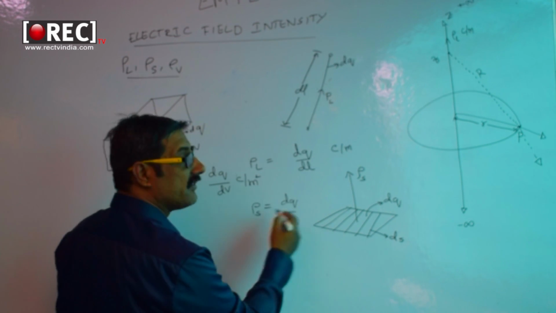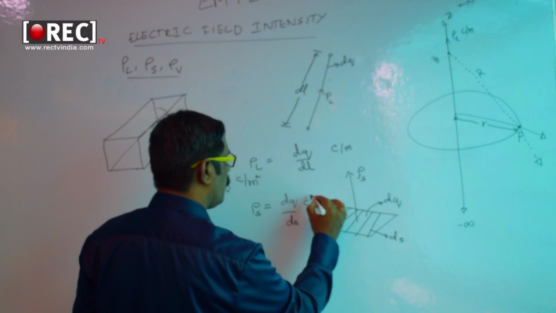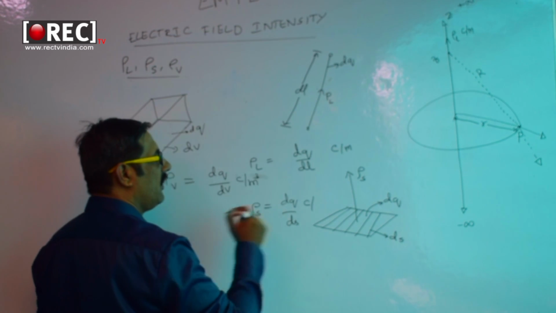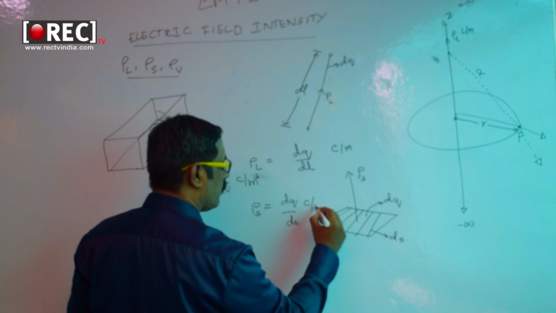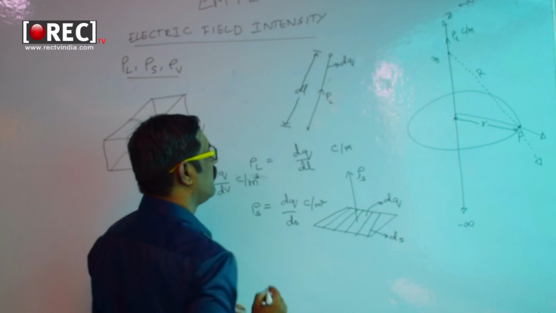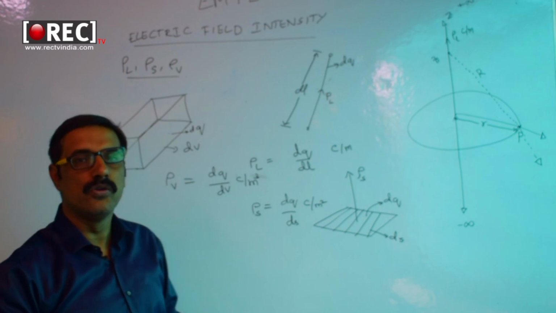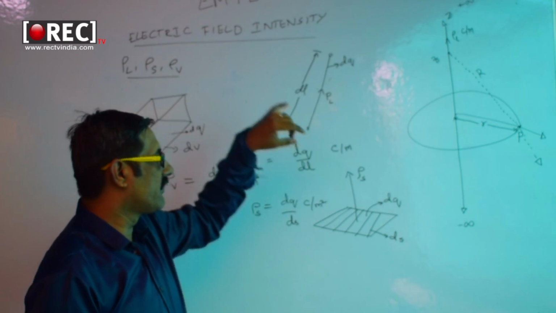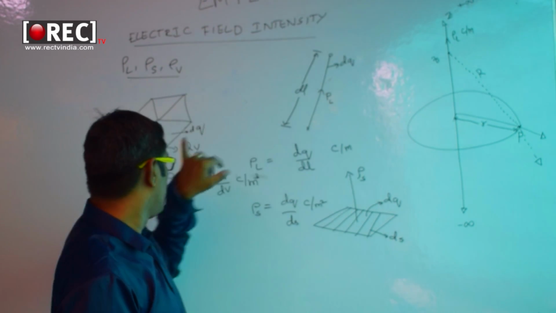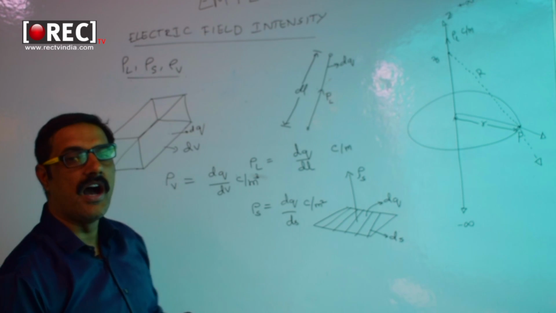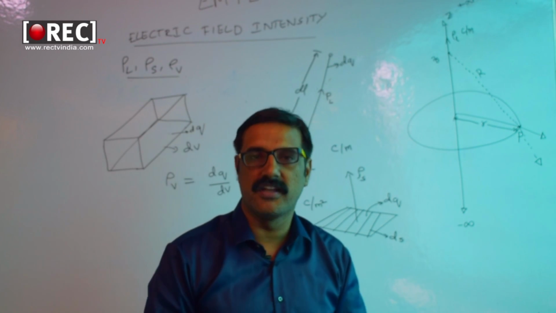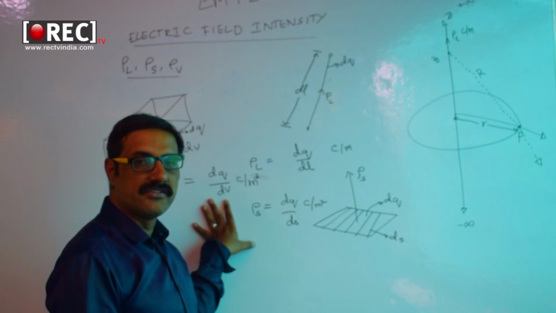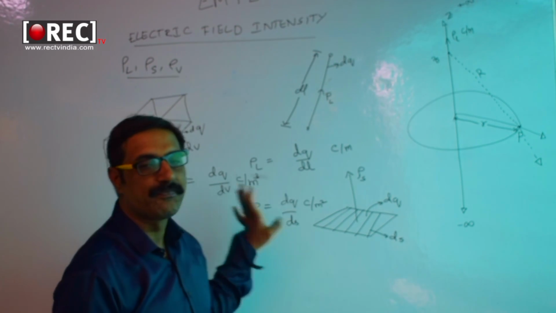Rho V is measured in coulomb per meter cube, and rho S, the surface charge density, is measured in coulomb per meter square, and the linear charge density is measured in coulomb per meter. So we have a linear charge density rho L, a surface charge density rho S, and a volume charge density rho V. For the three distributions, we have got three charge densities.